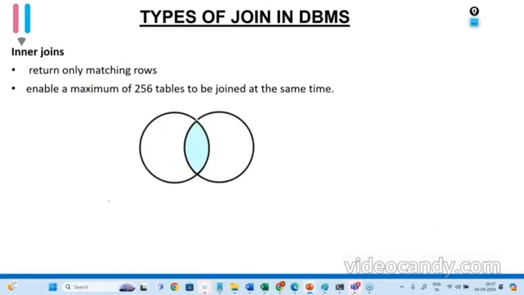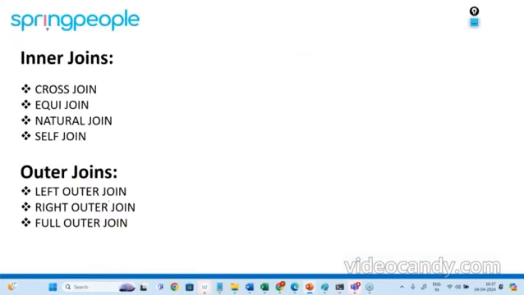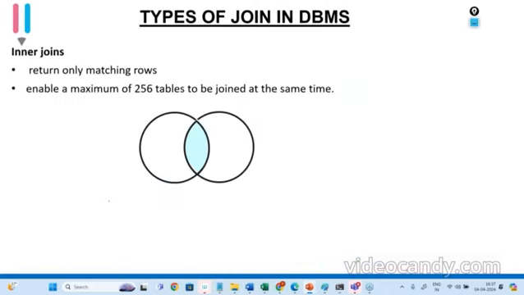As the agenda was for inner joins and outer joins, coming back to the agenda, inner joins. We do inner joins, which return only the matching rows, and you can go with joining up to 256 tables at the same time. The inner join is shown as a Venn diagram where there are two tables, let's say table 1 and table 2, and I want the matching values from both tables. So I'll be getting this information.